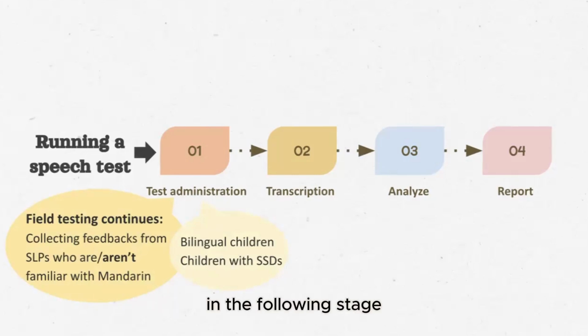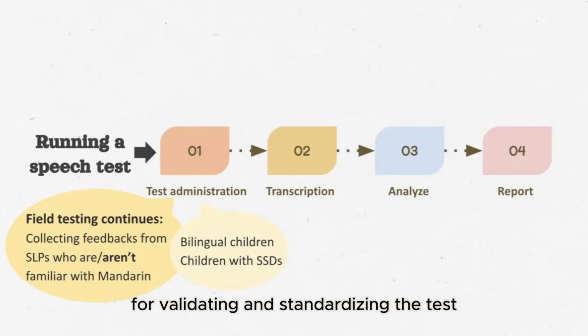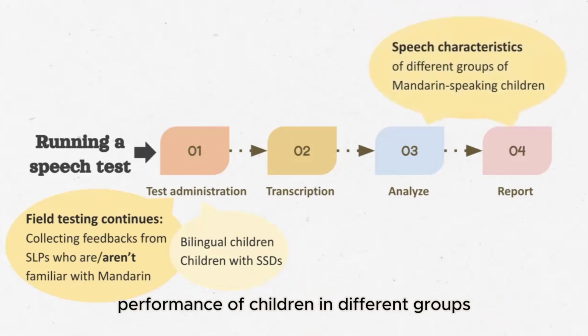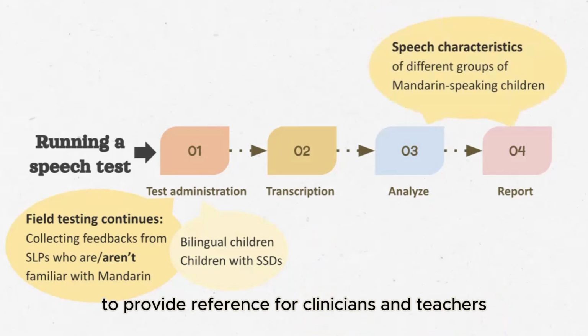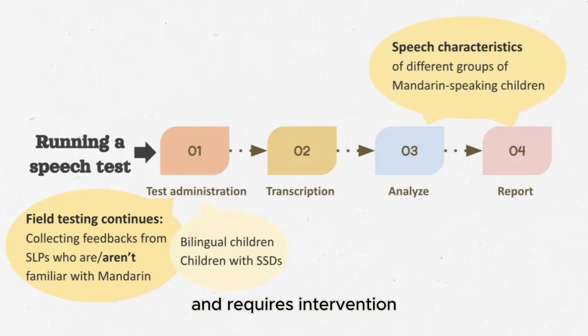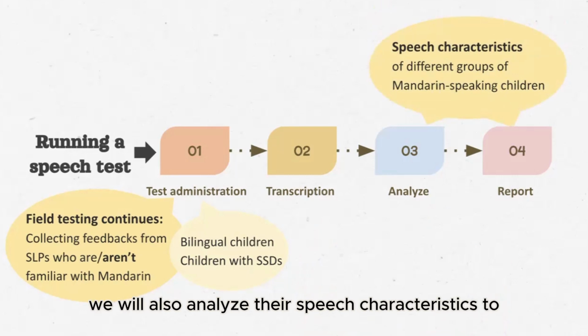In the following stage, after we finish revising the test, we will recruit a larger group of children for validating and standardizing the test. After that, we will compare the performance of children in different groups to provide reference for clinicians and teachers to determine if a child has speech difficulties and requires intervention. We will also analyze their speech characteristics to establish norms after collecting sufficient samples.